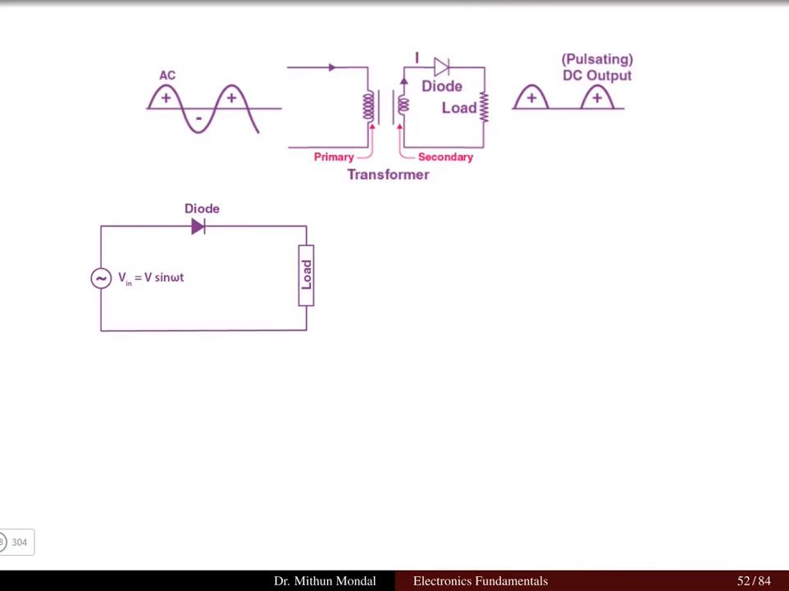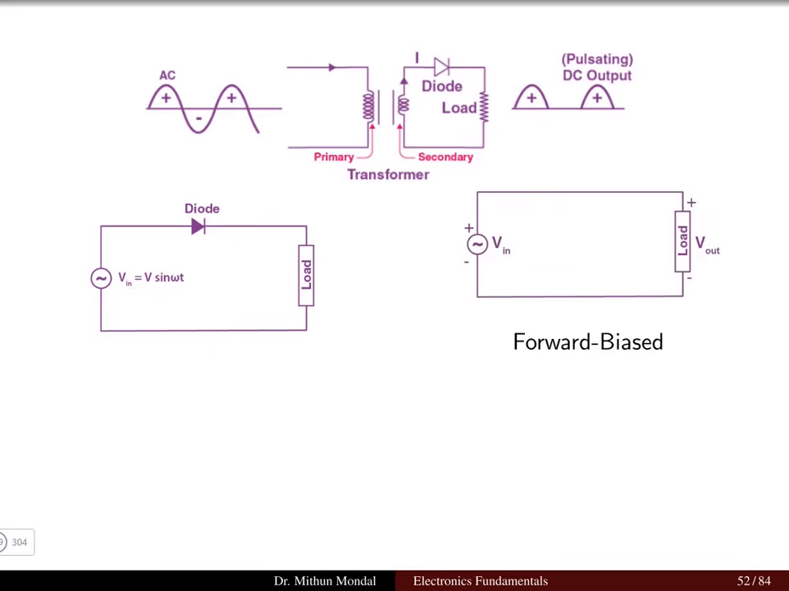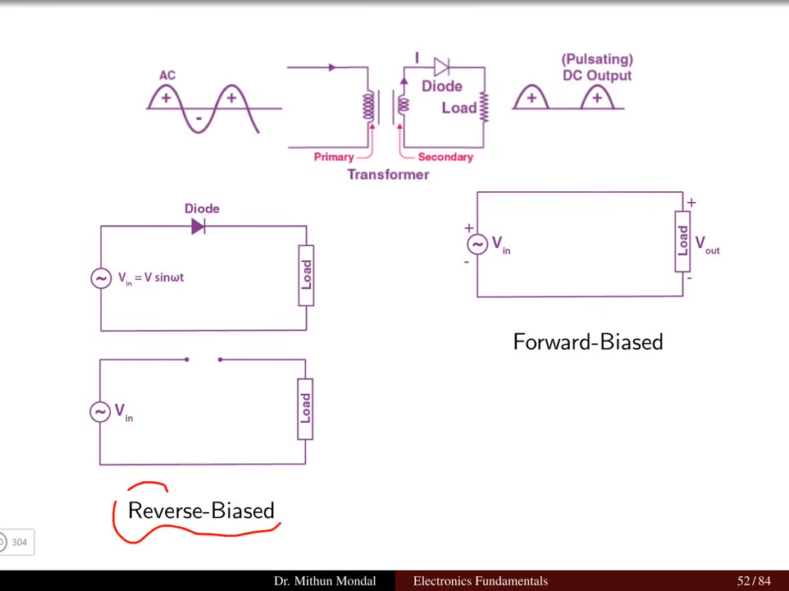So this circuit can be represented with a simple single phase equivalent circuit where the input voltage is V sin omega t, there is a diode, and we have a load resistor. When the diode is forward biased, the diode acts as a closed switch and the current starts flowing, so we'll get the output voltage. When the diode is reverse biased, this is an open switch and no current will flow, so the output voltage also will be zero.